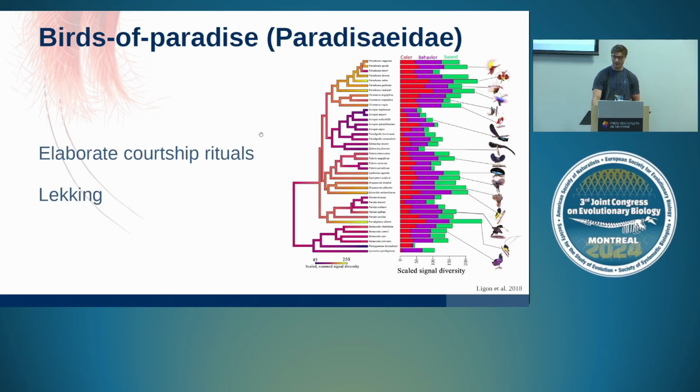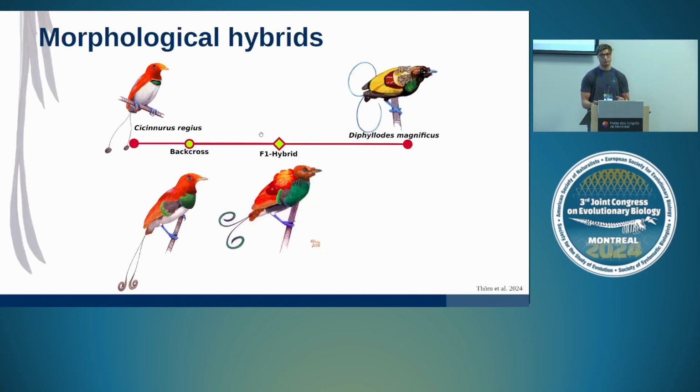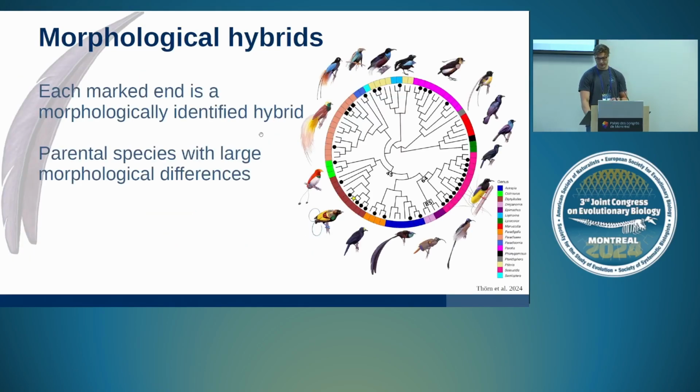And despite these very strong signals of sexual selection, there are a lot of hybrids known between birds of paradise morphologically from museum collections. And just to show how spread this is across the group, here is a multicolored phylogeny of birds of paradise, and on each black globe is an intergeneric hybrid between different species that have been identified by morphology. So there is a lot of hybridization going on that has been identified in museum collections because of these large morphological differences.